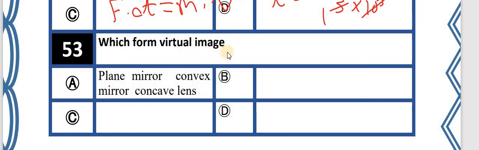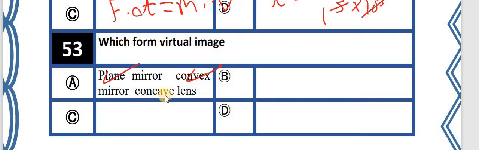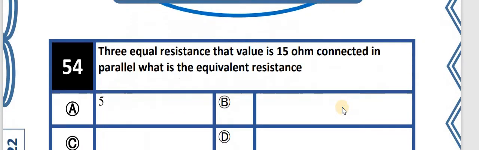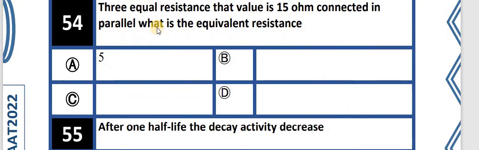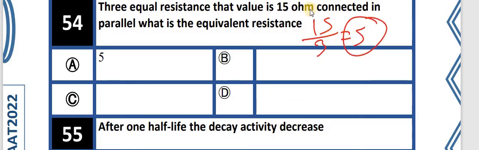Which forms a virtual image always? A plane mirror, convex mirror, and concave lenses always form virtual images. Three equal resistances, each with a value of 15 ohm, are connected in parallel. What is the equivalent resistance? So we divide 15 over 3, which is 5. If it is in series, we multiply 15 by 3, but here in parallel, we divide it.